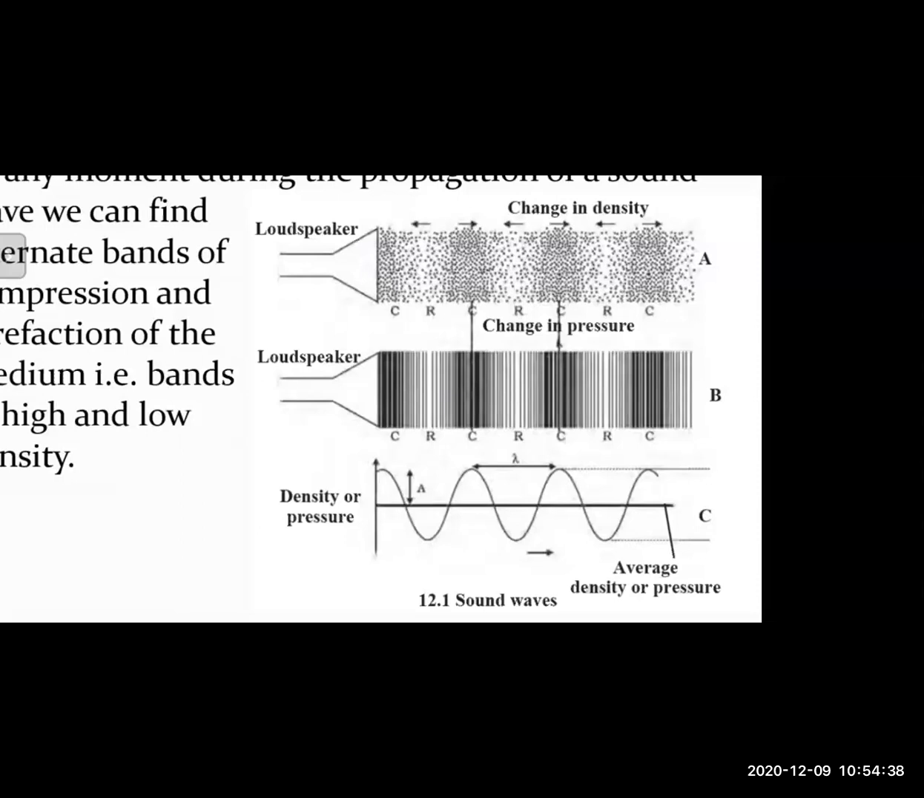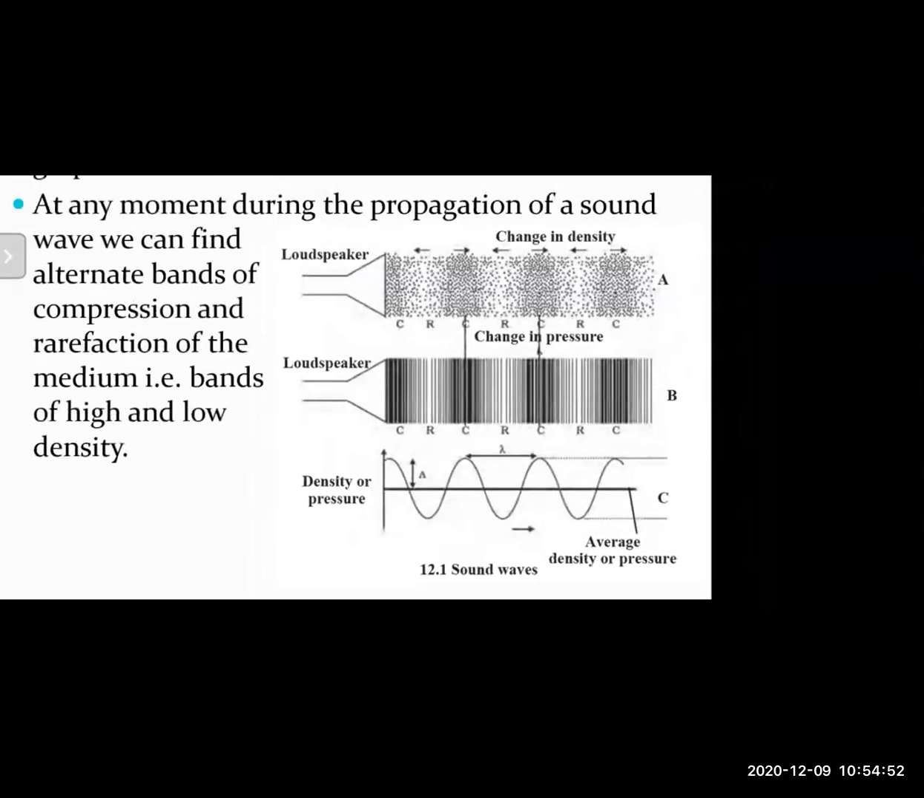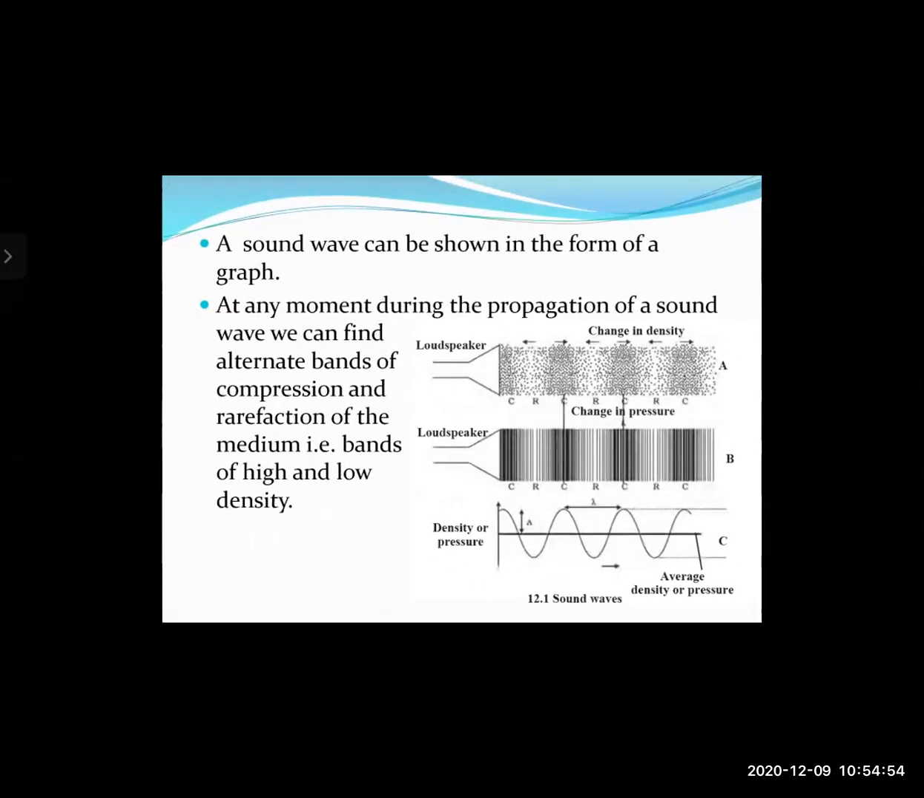Now you can see here the symbol lambda, which is your wavelength. Now the wavelength can be the distance between alternate crests or alternate compressions or alternate rarefactions. We will see further definition of wavelength. Okay, so that is about the properties of a wave. Now let us move on further.